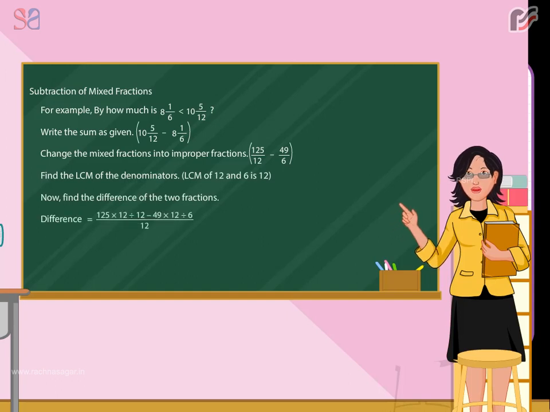Now find the difference of the two fractions. Difference is equal to (125 multiplied by 12 divided by 12 minus 49 multiplied by 12 divided by 6) whole divided by 12, which is equal to (125 multiplied by 1 minus 49 multiplied by 2) whole divided by 12, which is equal to (125 minus 98) by 12, which is equal to 27 by 12, which is equal to 9 by 4, which is equal to 2 1 by 4.